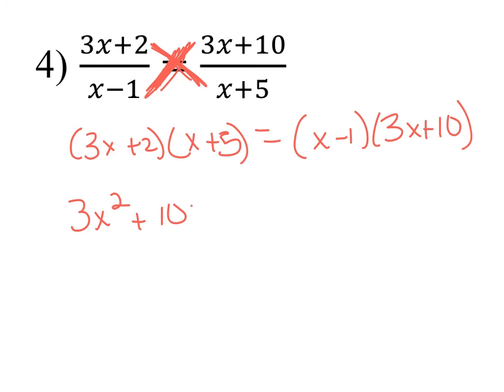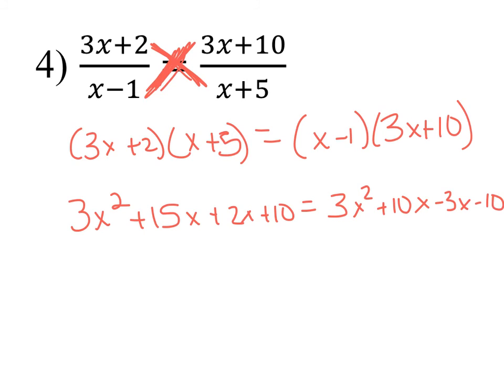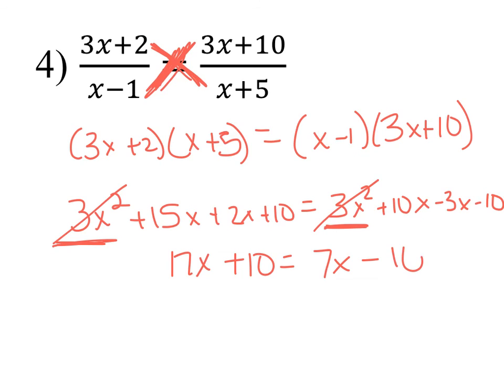Nope, hold on, I got this. Erase. I'm going to do it all at once. I can't do things that fast. Okay, so 3x squared plus 15x plus 2x plus 10 equals 3x squared plus 10x minus 3x minus 10. I look here, right away I see these are the same factors on opposite sides, so when I subtract them, they cancel themselves out. Combine your like terms. I have 17x plus 10 equals 7x minus 10.